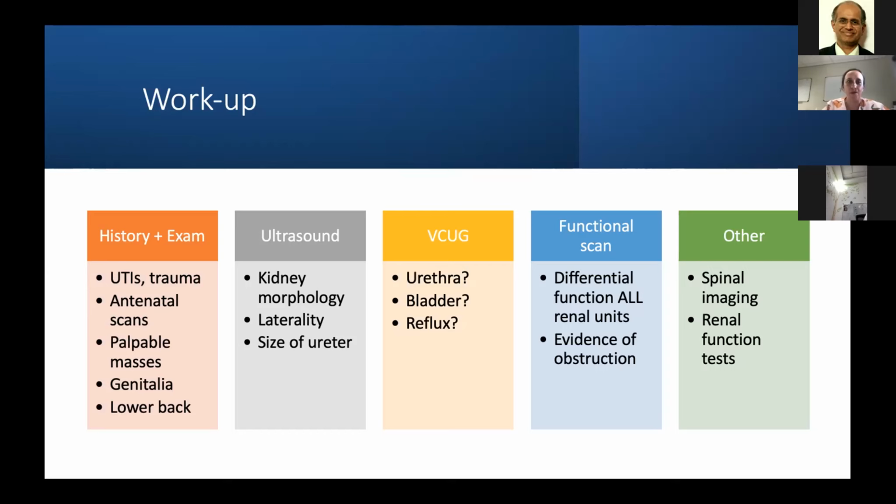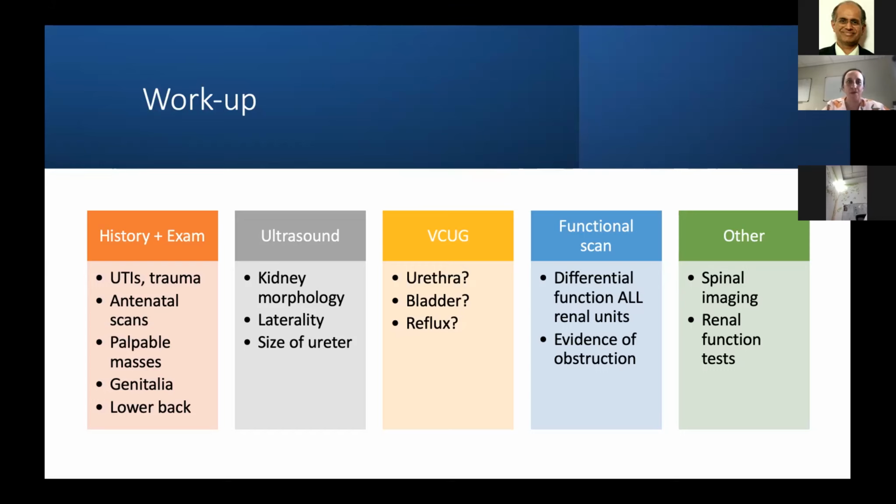You're obviously going to look for palpable masses. The genitalia are important to inspect, particularly in girls, where you're looking for evidence of a prolapsed urethrocele. And with all urology patients, it's important to inspect the lower back and really satisfy yourself that there is no evidence of an occult spinal abnormality.